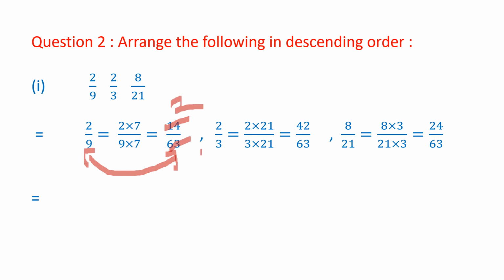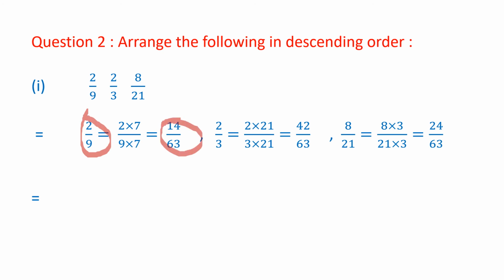7 2s are and 7 9s are, so 2 by 9, you can see that. So the value is the same, it's 2 by 9, but their looks are different. One is written as 2 by 9 and one is written as 14 by 63. That's the only difference, right? So anyway, you have converted 2 by 9 into 14 by 63.